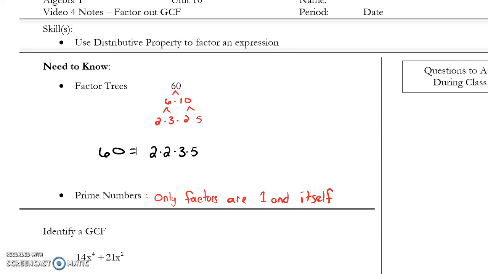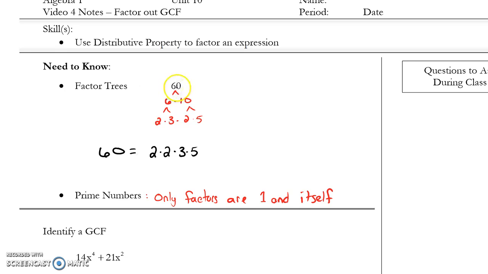So video 4 is the first video we're going to talk about factoring. Factoring is the opposite of multiplying. It's unmultiplying. So for example, 2 times 5 is 10. But if I asked you to factor 10, you would have to tell me 2 times 5. And we've done this a little bit because we've done factor trees.